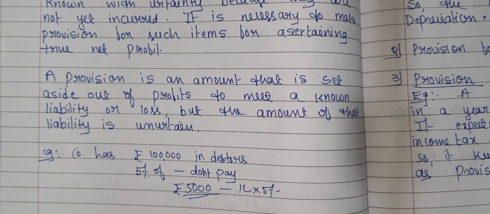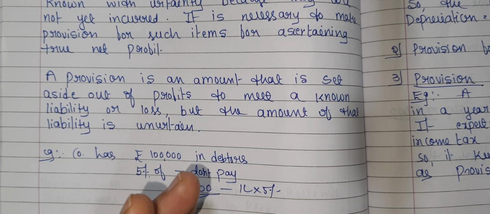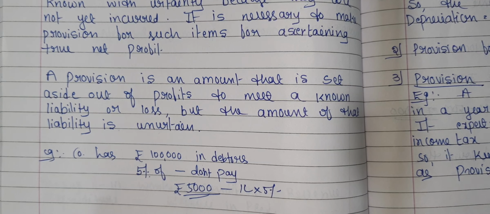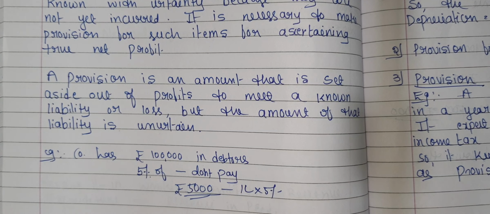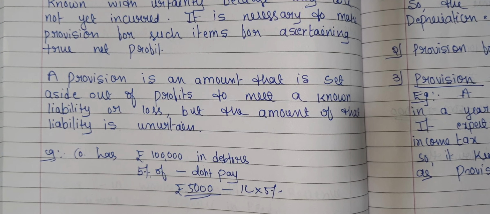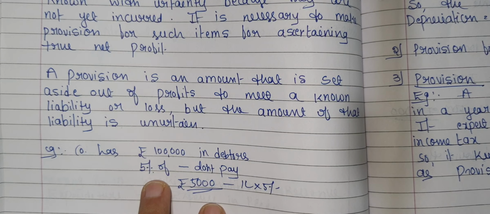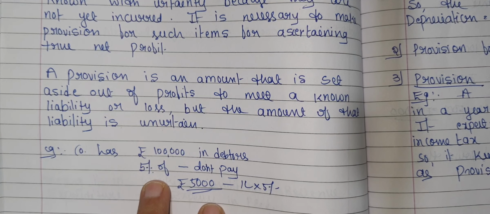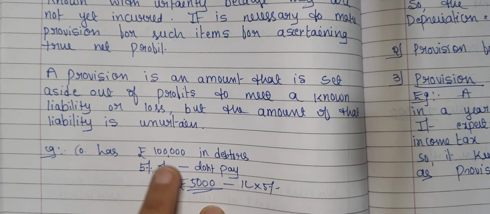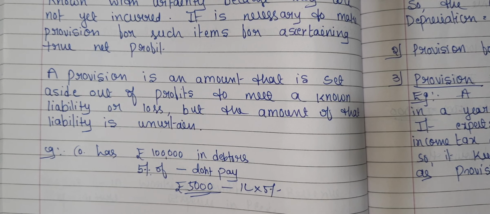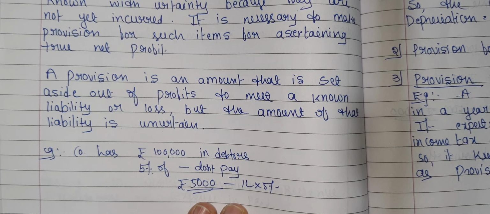Means here the company knows 5% of people usually don't pay, but how much exactly they will not pay, they don't know. So on the basis of past experience, they estimate about 5%. Then the company creates a provision for doubtful debts, that is rupees 5,000, calculated as 1 lakh into 5%. Here the company will receive only rupees 95,000, means 1 lakh minus 5,000. So it is anticipating a possible loss of rupees 5,000, right, and recording it in advance.